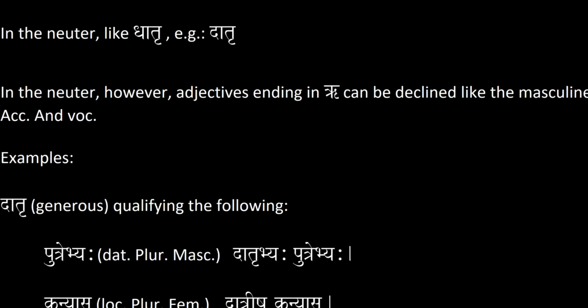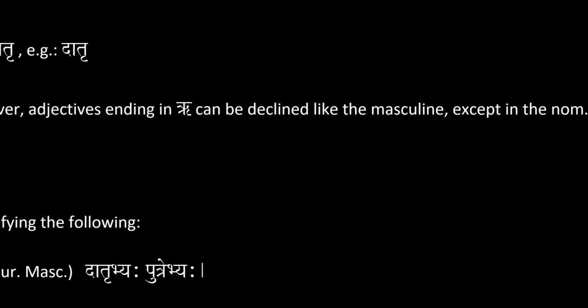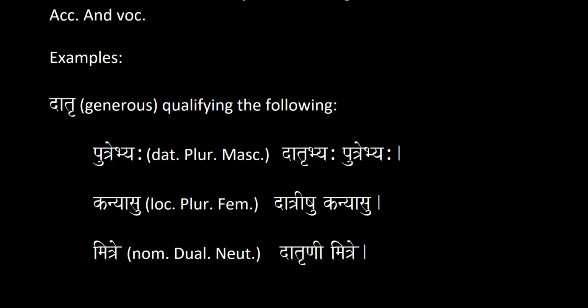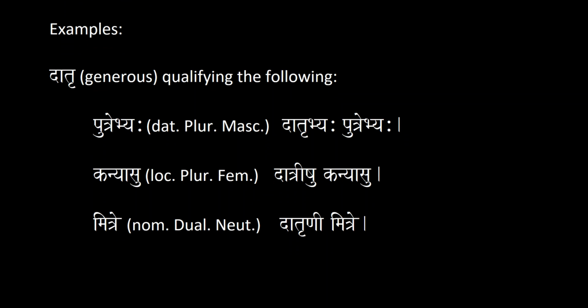But in the neuter, adjectives ending in ri can also be declined like the masculine, except in the nominative, accusative, and the vocative case. So that is an option that is available. That seems to be a pattern, right? They're giving you an option to decline something like the masculine, but if it's nominative, accusative, or vocative, then you'll have to use dhatri if you want to work with those cases. So we have some examples here.